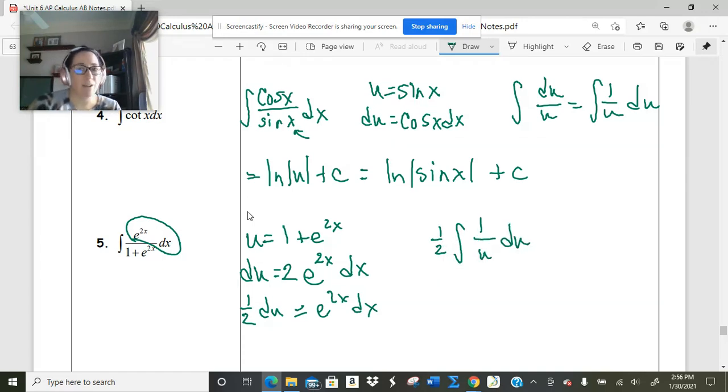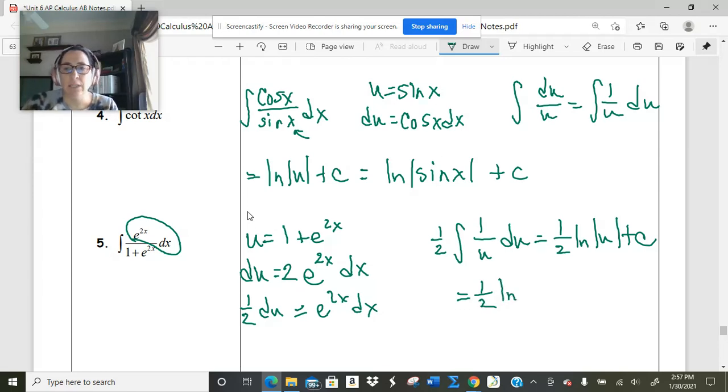Isn't that cool? So 1/2 now the ln of the absolute value of u plus c, which is 1/2 the ln. And notice how I don't have to put absolute values anymore because that inside is always positive anyway, so it's a redundancy. You won't be counted wrong if you put them in, but you just don't need them anymore.